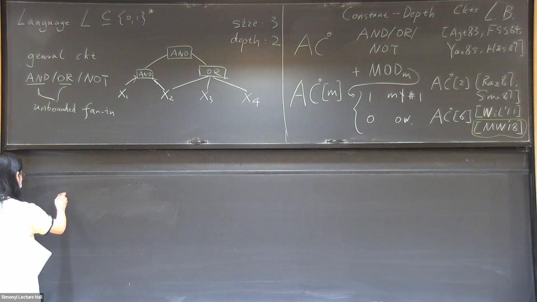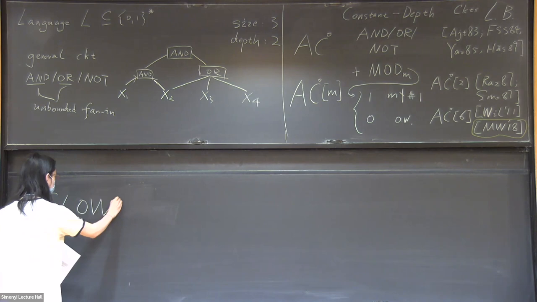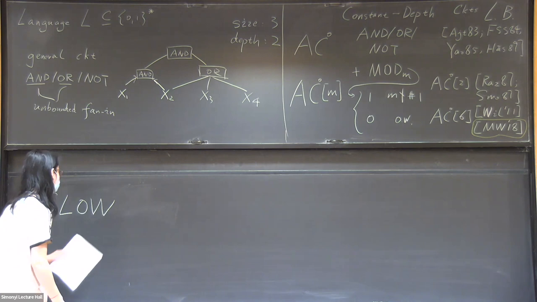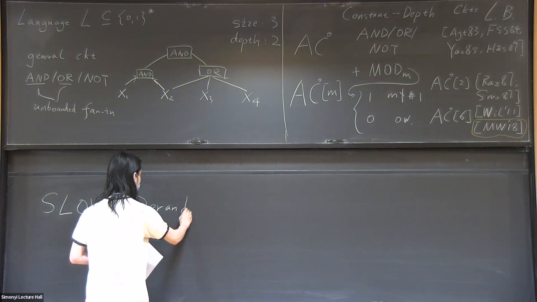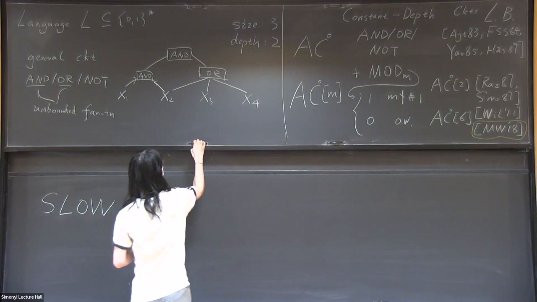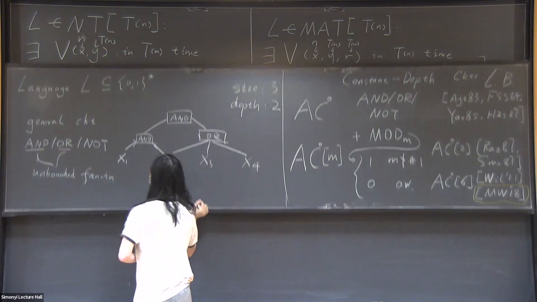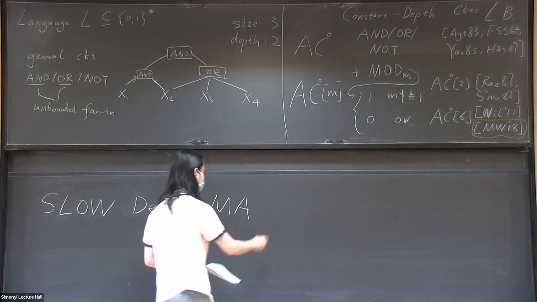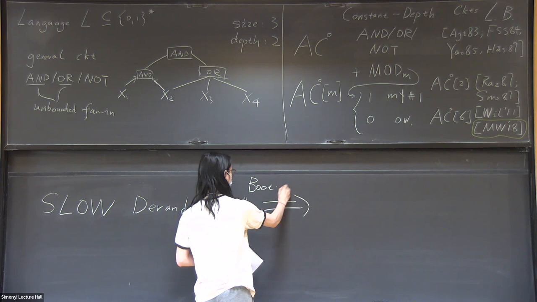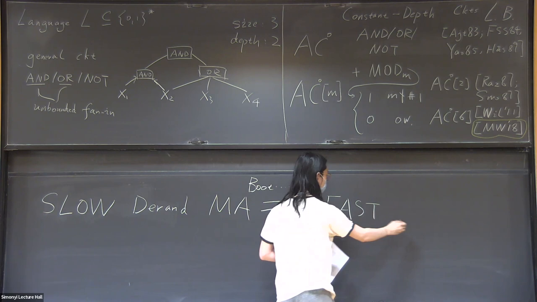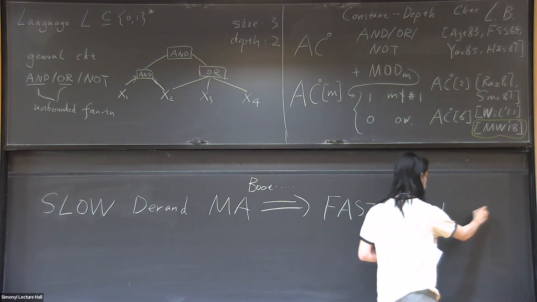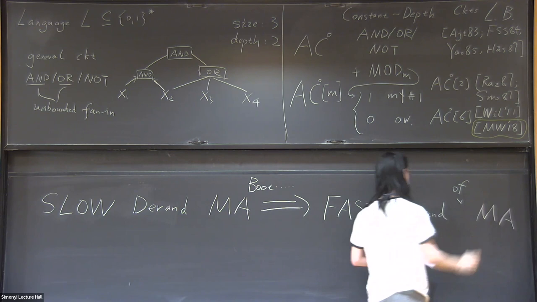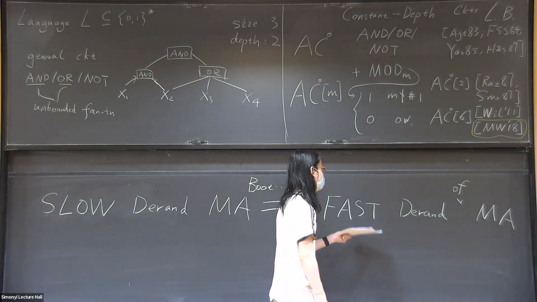So what do I mean by bootstrapping? This theorem is going to take a slow, or barely faster than trivial, derandomization of a class called Merlin-Arthur. I'll define this in a moment if you have never seen it. So it takes a slow derandomization of Merlin-Arthur, bootstrapping it into a fast derandomization of Merlin-Arthur. And by fast, I actually mean quasi-polynomial time, but I'll get to that.